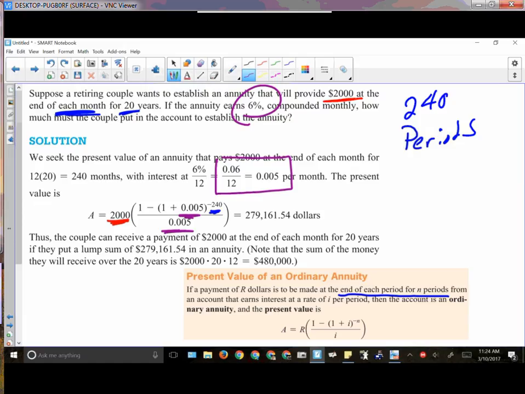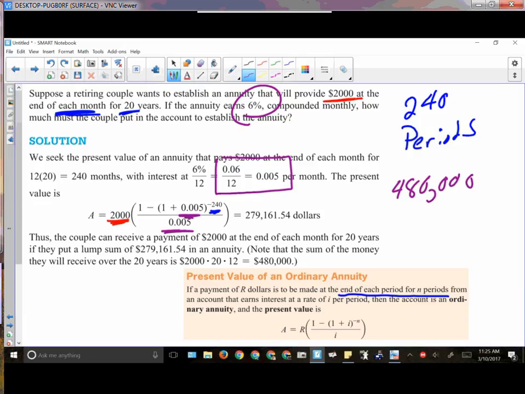By the way, what's 2,000 times 240? Wouldn't that be 480,000? There isn't that much money in there, is there? What you need to realize is that the money in this account is earning interest for that entire 20-year period. You're pulling money out. So in order to have that $480,000 over 20 years, you need to start with approximately $280,000, so that as it earns interest, it lasts that long.